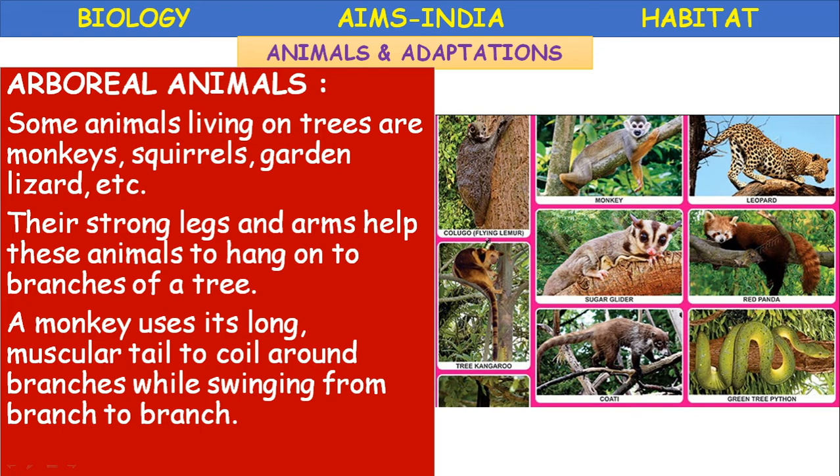Some more animals like lemur, flying lemur, monkey, leopard, sugar glider, red panda, green tree python, coyote, tree kangaroo. These are all examples of some arboreal adaptations, arboreal animals. Okay.